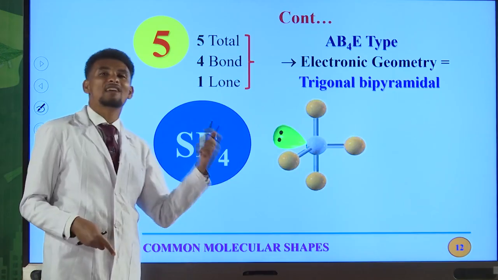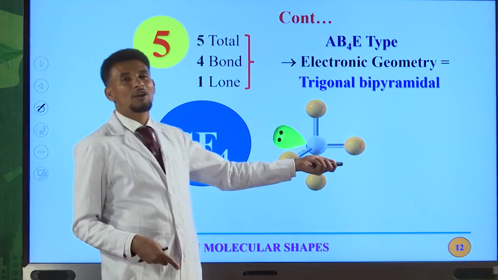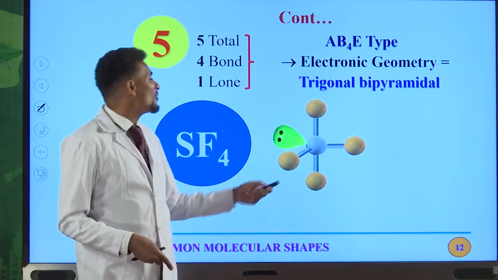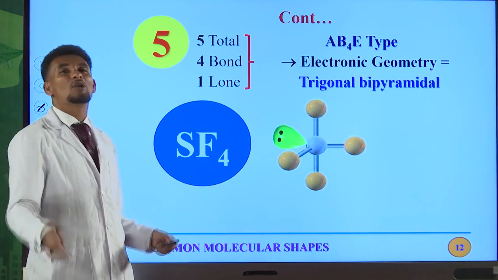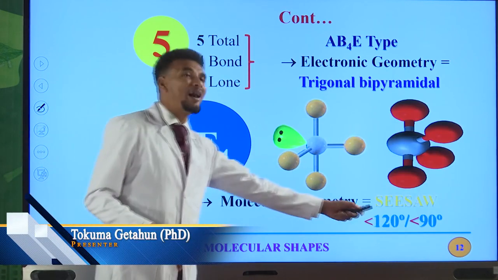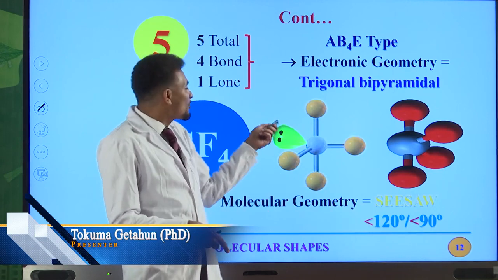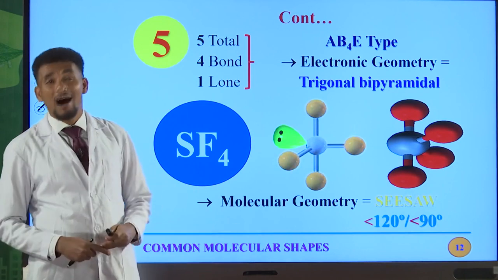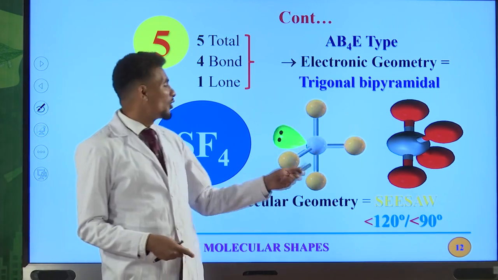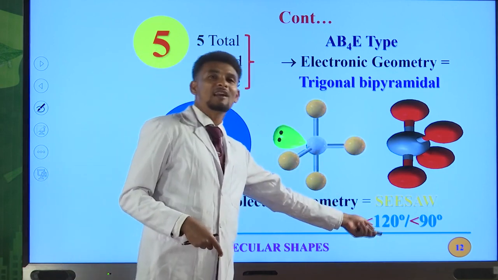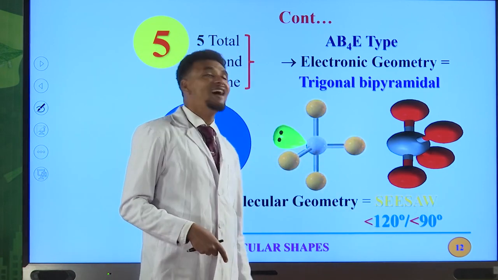SF4 is one best example for said type of molecules. So the molecular shape or molecular geometry for this type of molecules is seesaw shape, and its bond angle is less than 120 degrees. Why? Because of the presence of the lone pair. A lone pair affects the ideal bond angles of the molecules. I told you about that one. Therefore, it is less than 120 degrees and it is also less than 90 degrees.